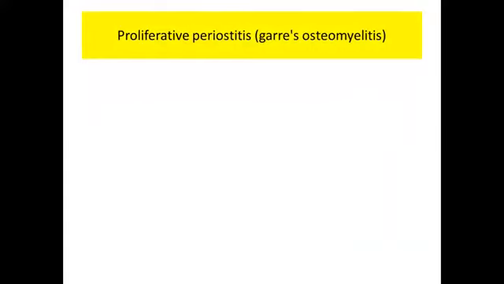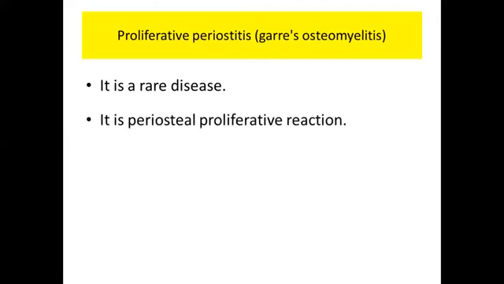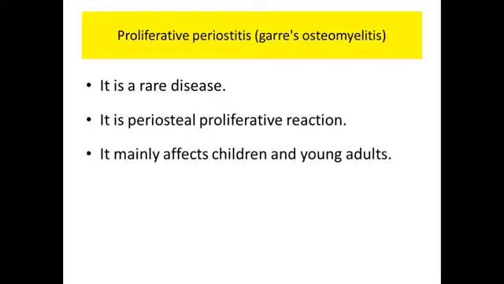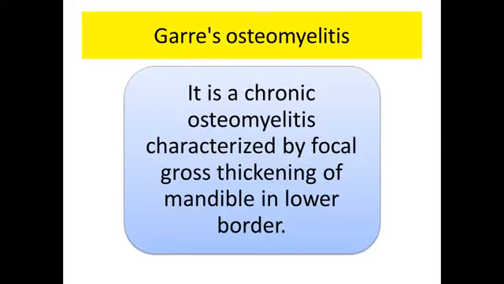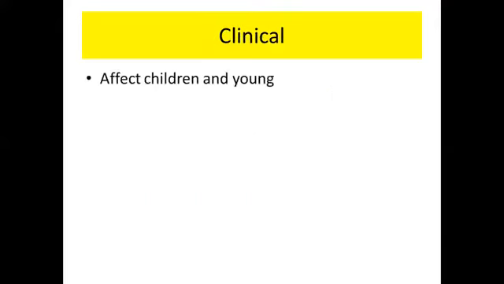Proliferative periostitis, which we call Garré's osteomyelitis. It is a rare disease. Consider it a periosteal proliferative reaction, mainly affecting children and young adults, associated with low-grade infection. It is a type of non-suppurative chronic osteomyelitis characterized by focal growth thickening of the mandible at the lower border.